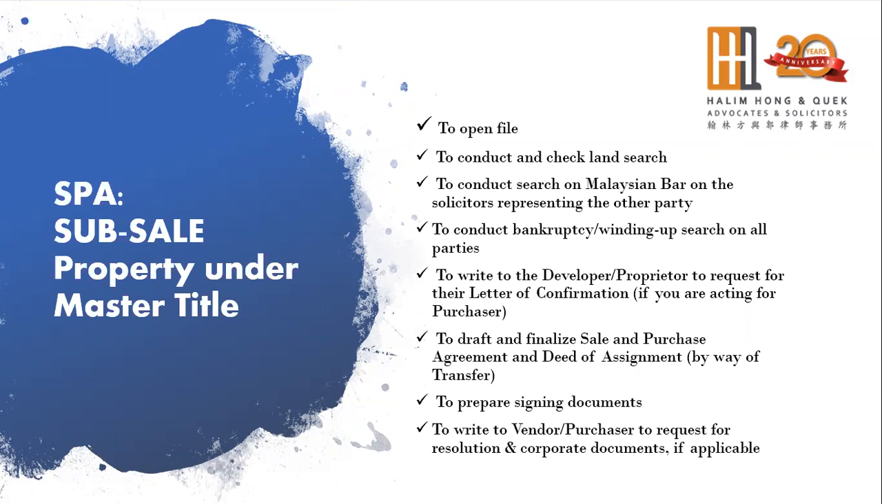So you also have to take note whether there's a proprietor, because for some property there are developer and proprietor, whereby you need to write to both. Unless there's a power of attorney granted by the proprietor to the developer, then you can liaise with the developer to obtain their confirmation and undertaking. Okay, same practice: after that you have to prepare the signing documents, and if your client is a company, request for resolution and company form.